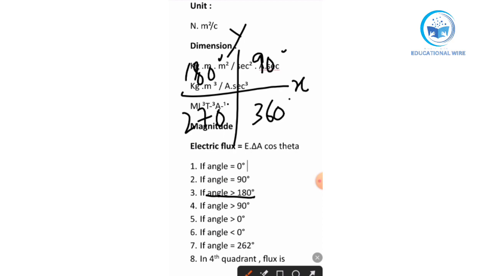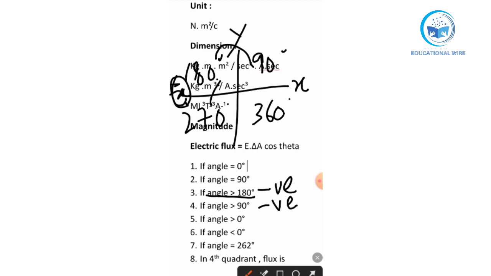So we will also count x negative. If it's greater than 180, it's coming in the third quadrant: 180 is in the second quadrant, greater than 180 is in the third quadrant, where we have 270. In the third quadrant x is coming negative. So if the angle is greater than 180, it will be negative, in the third quadrant. If the angle is greater than 90 degree, it means 180, so again negative, in the second quadrant. So we will write here negative and second quadrant.